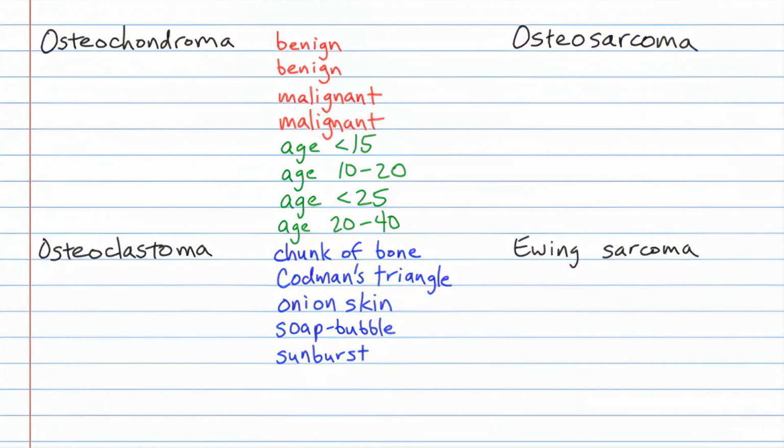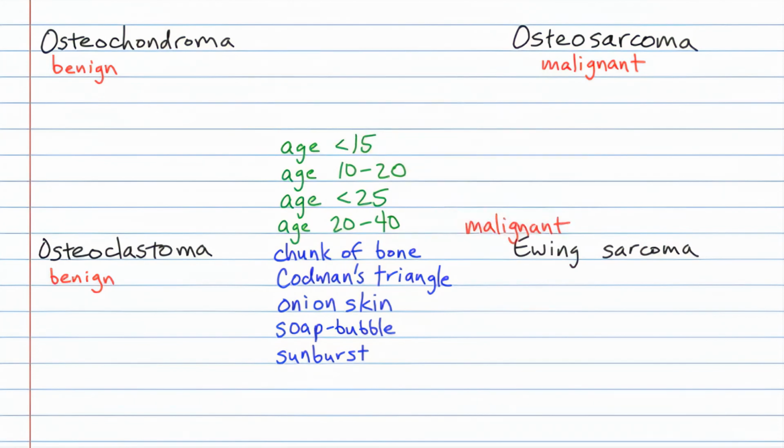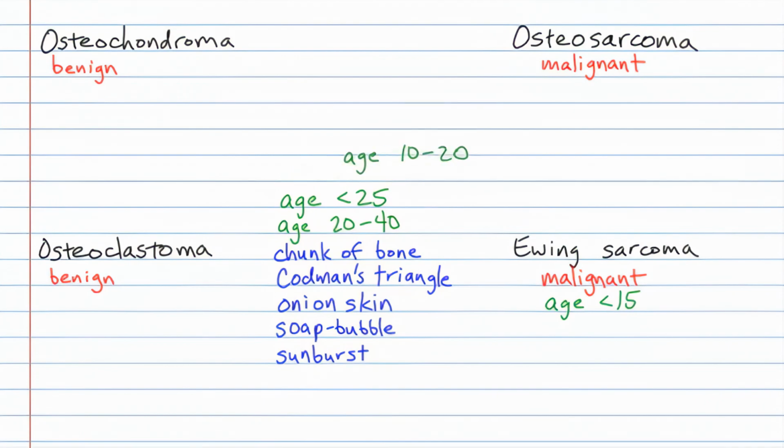So let's review these. First of all, which ones are benign and which ones are malignant? The benign ones are the osteochondroma and the osteoclastoma, and the malignant ones are the sarcomas, the osteosarcoma and the Ewing sarcoma. Then for the age groups, Ewing sarcoma is seen in the youngest patients, under 15. Osteosarcoma is also seen in fairly young patients, ages 10 to 20. So the younger they are, the more likely they are to have a malignant primary bone tumor.